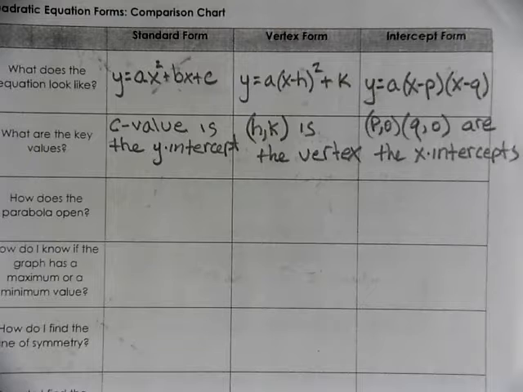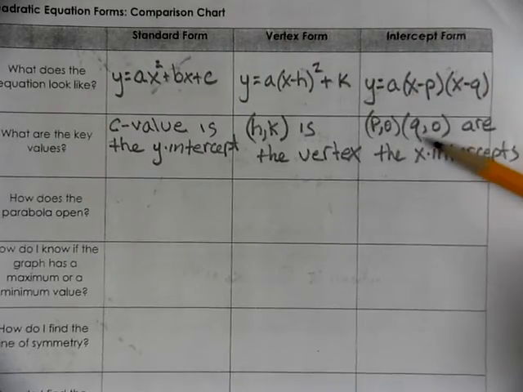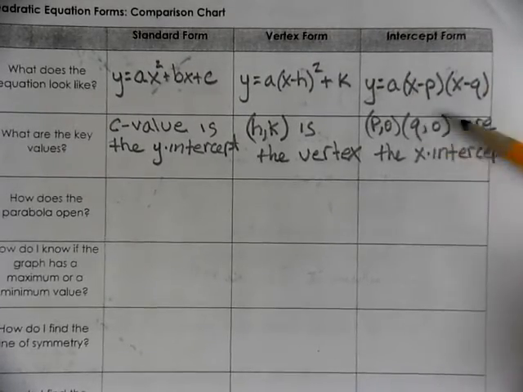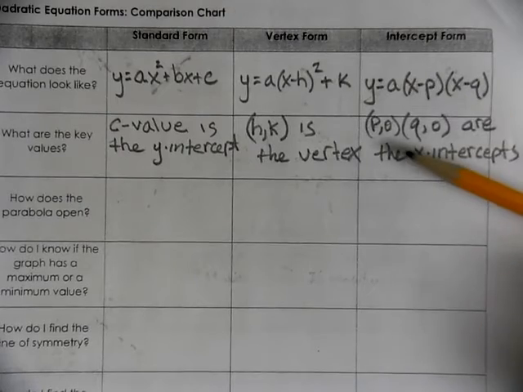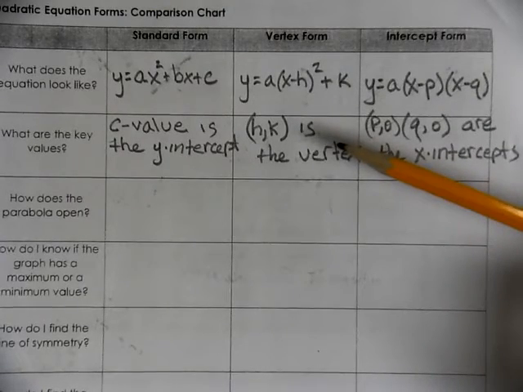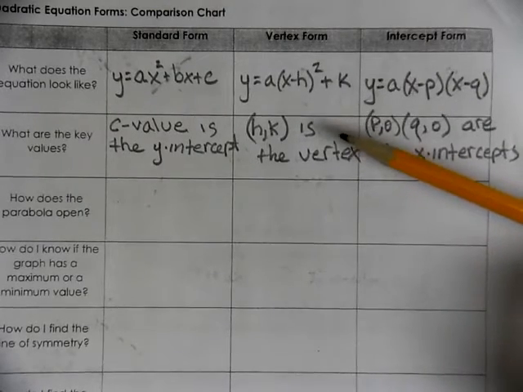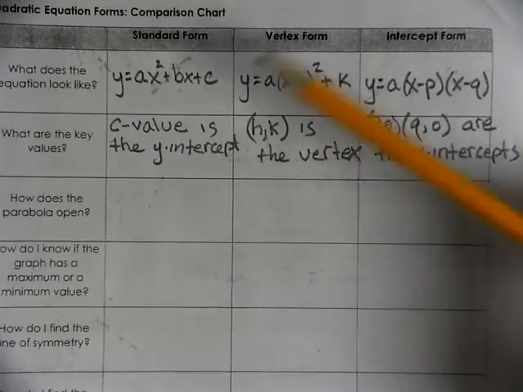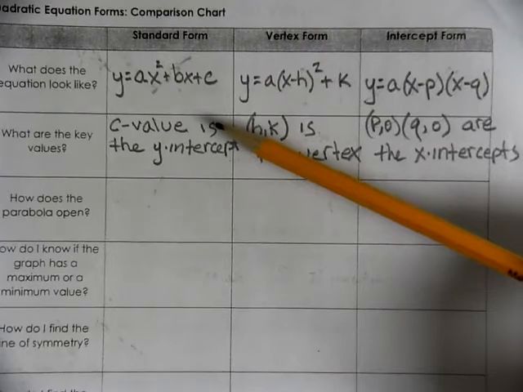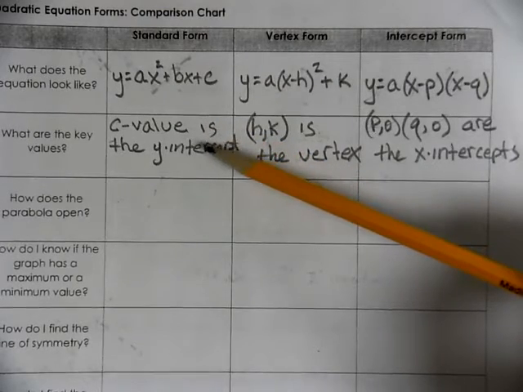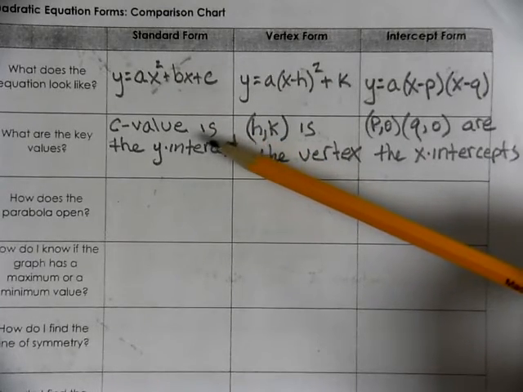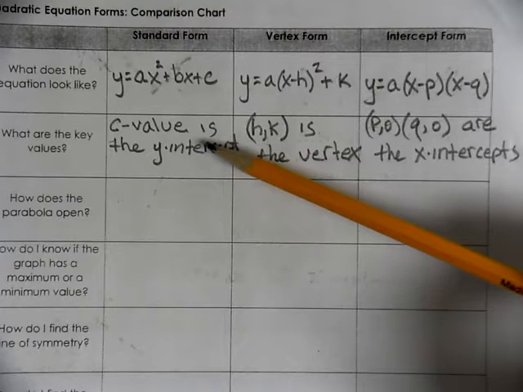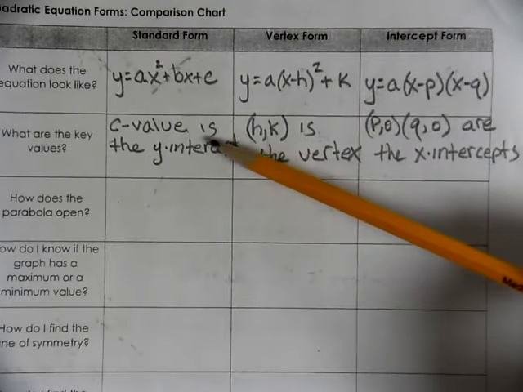So when you're trying to find where an object's going to land, we would typically call landing the x-intercept. So that's going to be very helpful. When you're talking about a high point, what's the maximum height? That's going to be very helpful in vertex form. And when you're talking about where the object is when time is 0, that would typically be your Y-intercept. That's your c value.